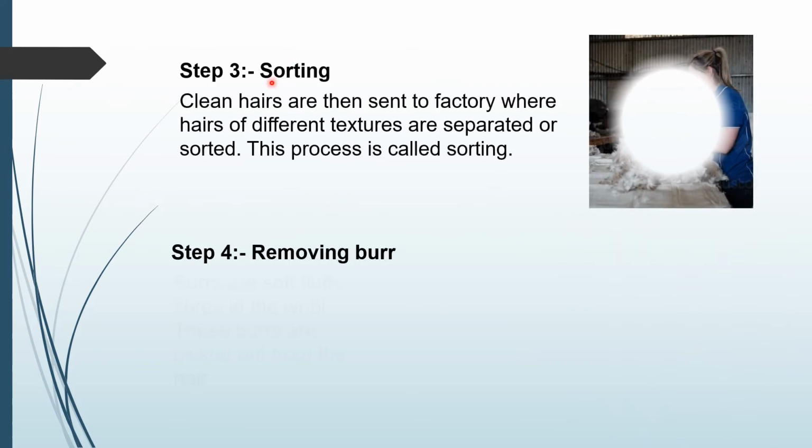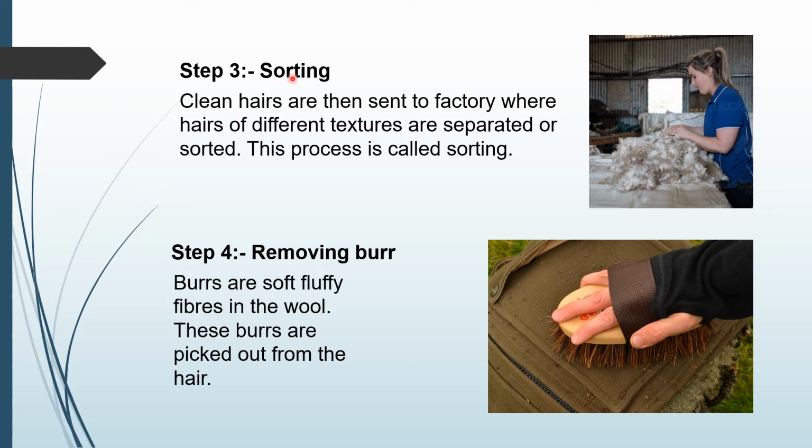Step 3, sorting. Sorting means separating. Clean hairs after scouring are then sent to a factory where hairs of different textures are separated or sorted. This process is called sorting. Some wool textures are different: some are long, some are rough, some are soft. So the different textures of wool are separated. That process is called sorting. In this picture you can see a lady sorting the wool.